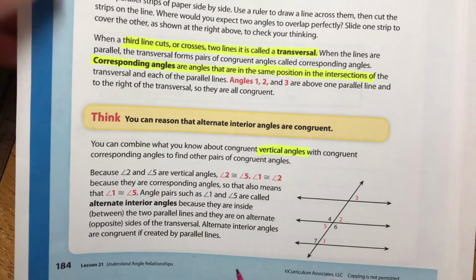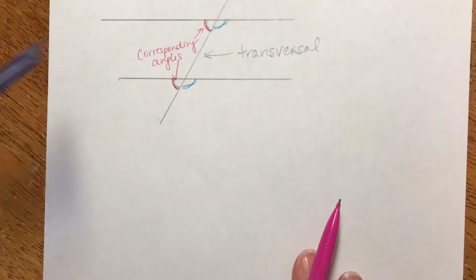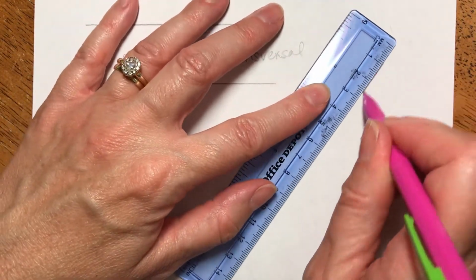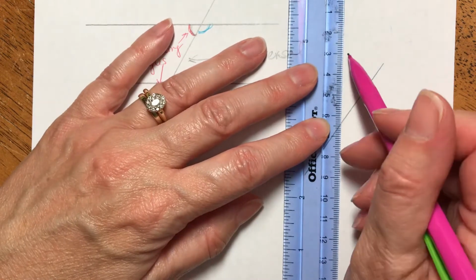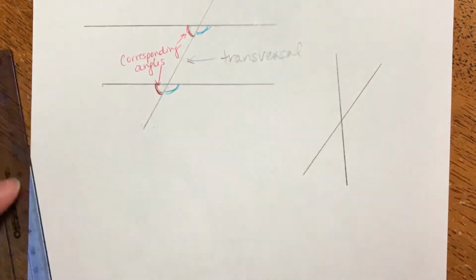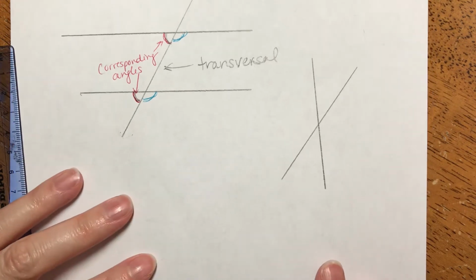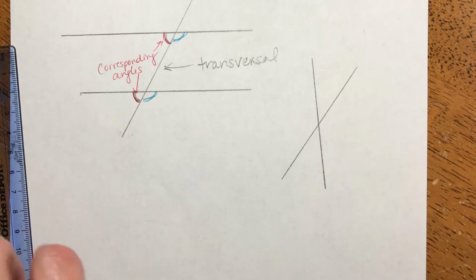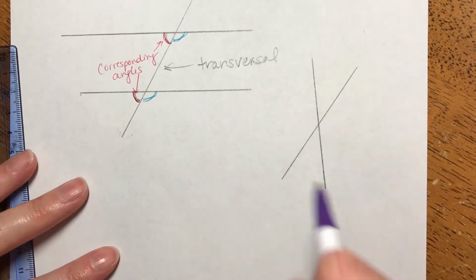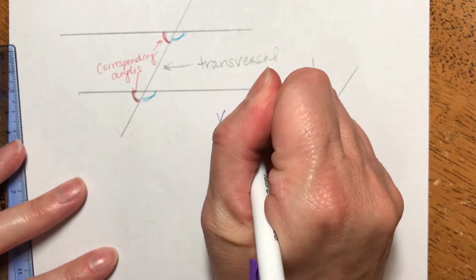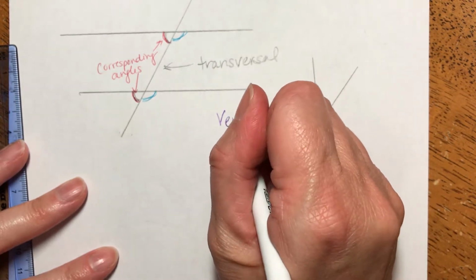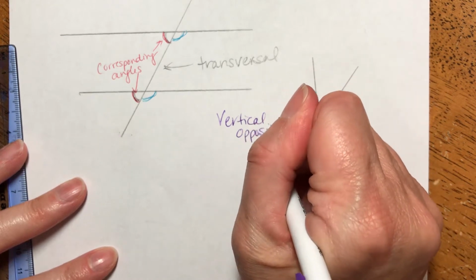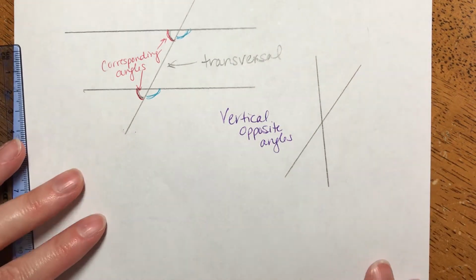So let's go draw a picture. I'm just going to draw two lines that crisscross over here. Okay, so let's say these two lines crisscross. Vertical angles are angles that are opposite of each other. So vertical and opposite angles are the same thing. Let's get, how about purple? Vertical are the same as opposite angles, and sometimes I call them vertical and sometimes I call them opposite.